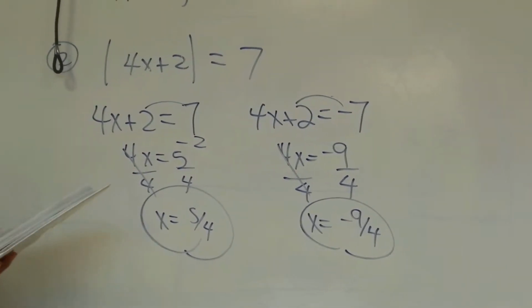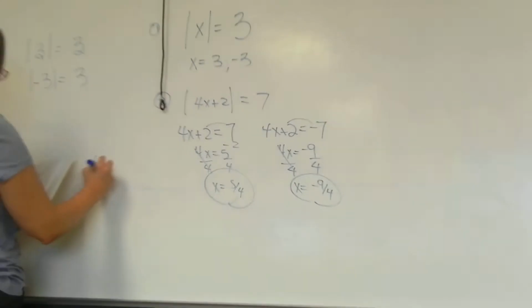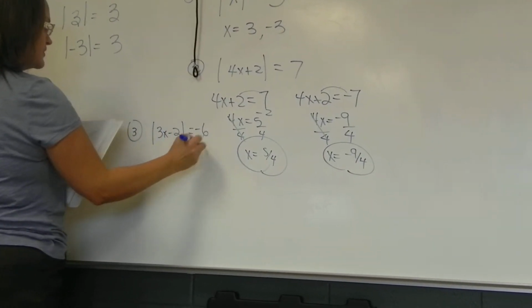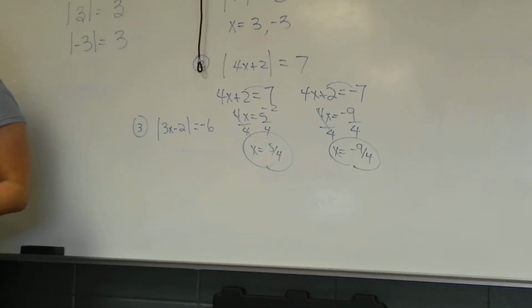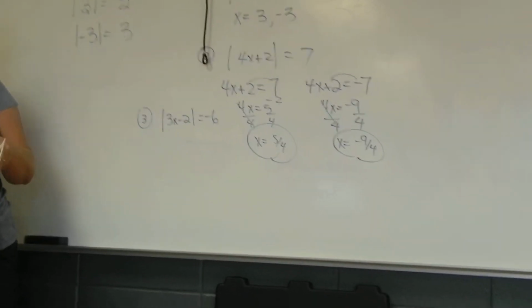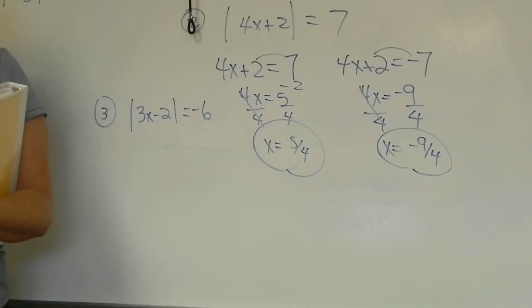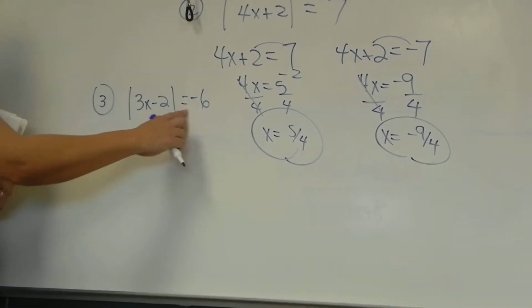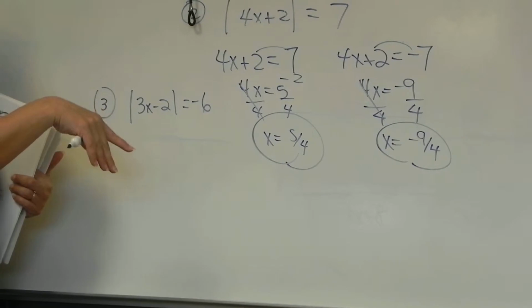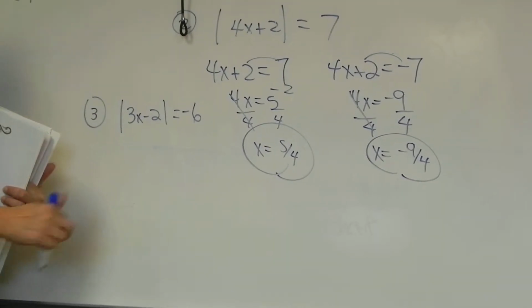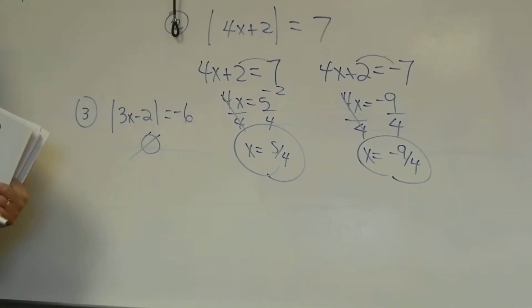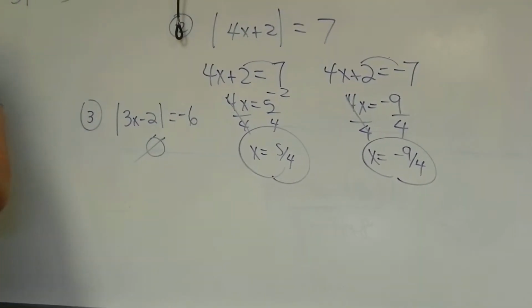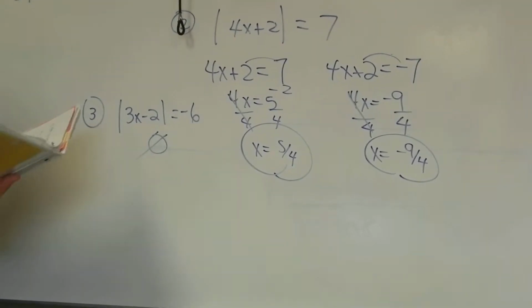Now, if it starts out as a negative, like number 3, there's something up with that. The absolute value of something equal to negative 6 makes no sense. You can't put anything in for x and then take its absolute value and get a negative. It's flawed, right? From the beginning, that question made no sense. So you just say no solution. So it needs to have a positive number here before it makes sense to write the two statements.